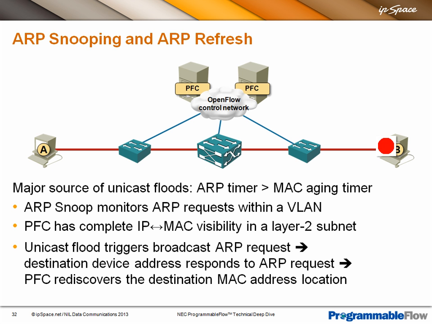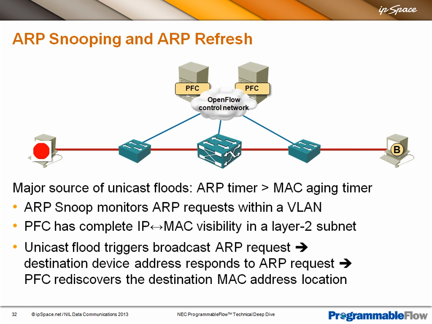And you can configure ARP snooping and ARP refresh on the ProgrammableFlow controllers. ARP snooping is obvious. All the ARP requests go also to the ProgrammableFlow controller. It has to listen to ARP requests anyway, so that it can answer when someone is asking for the MAC address of the virtual router. And so with ARP snooping, PFC now has complete IP to MAC visibility.